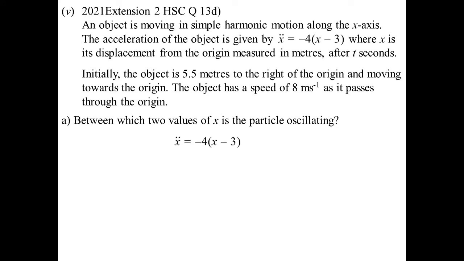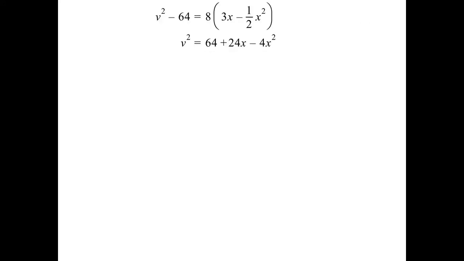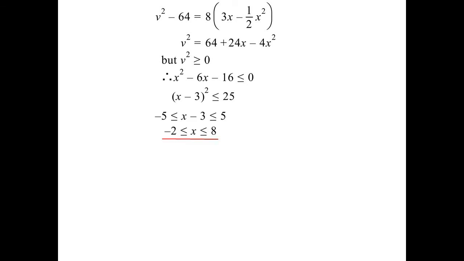Okay, there's acceleration, v dv/dx. Separate the variables. Sub in what they've told me. I'm going from x equals 0 when velocity is 8. Integrate. Sub in. I've got my quadratic. That's got to be greater than or equal to 0. You see, same sorts of questions all the time. x minus 3. There you go. I'm going in between minus 2 and 8. There's the path of my particle.